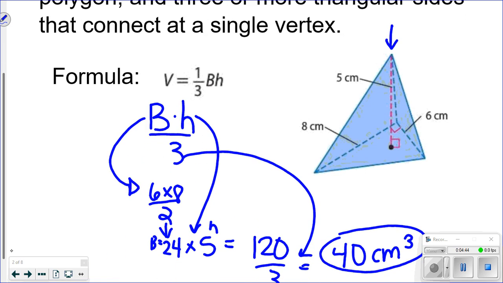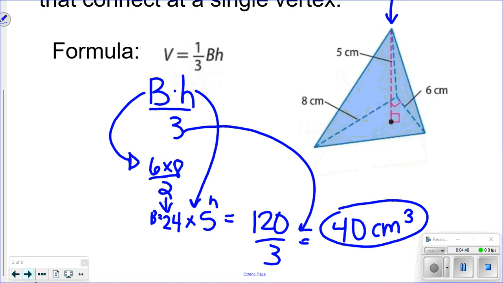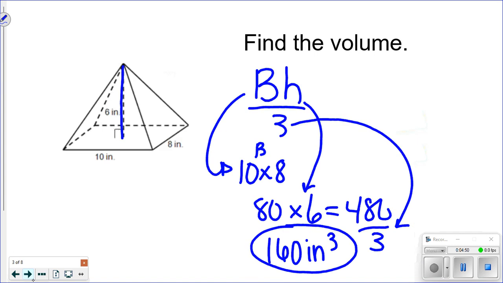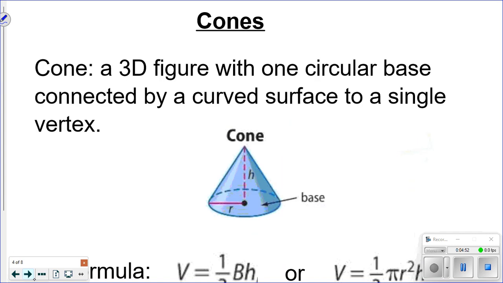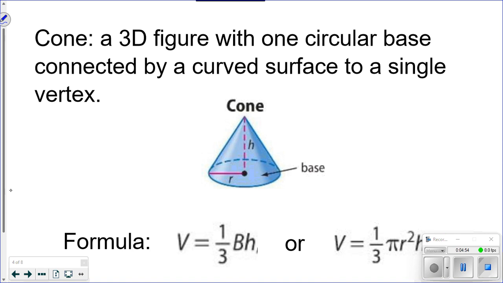Remember, for the triangle, you have to make sure the triangle is base times side divided by 2, find your big B, and go on from there. So 2 that you've seen. The next thing I'm going to talk about is a cone. A cone is just like a pyramid, except the base is a circle. So very simple.